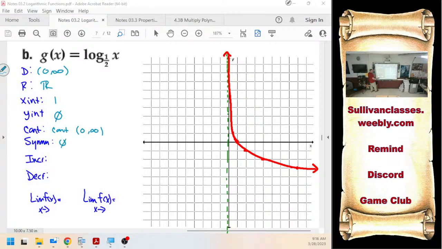No symmetry. Not increasing this time. Decreasing the entire domain. As we go all the way out to positive infinity on the x, the y's head down to negative infinity. As I approach 0 from the right, my y's go all the way up to positive infinity.